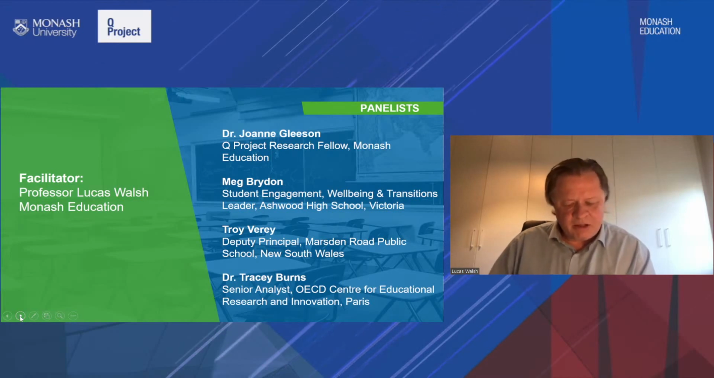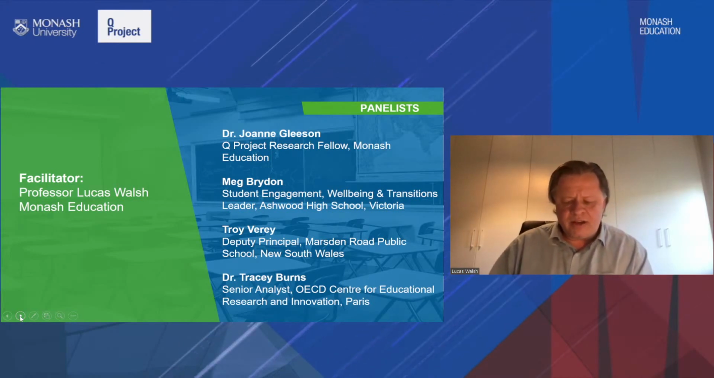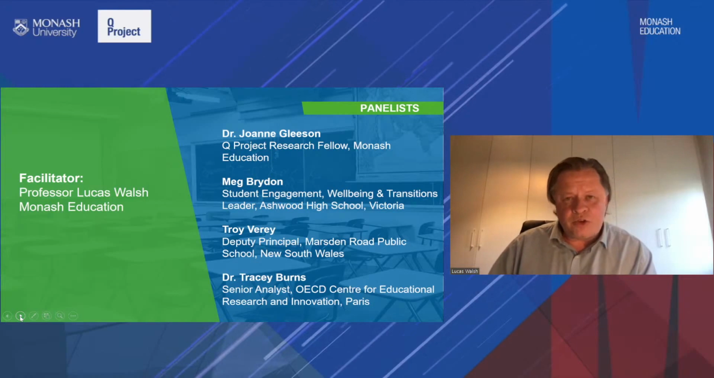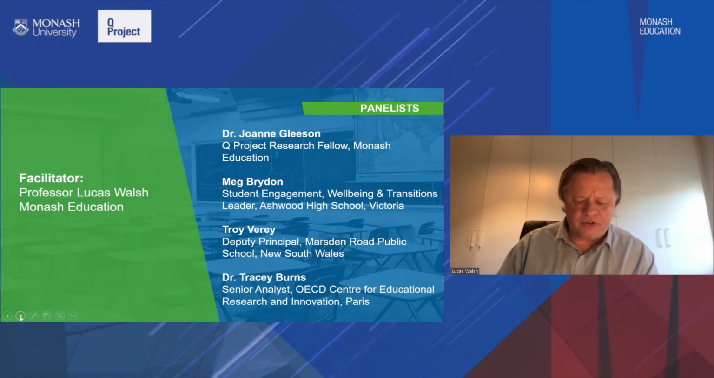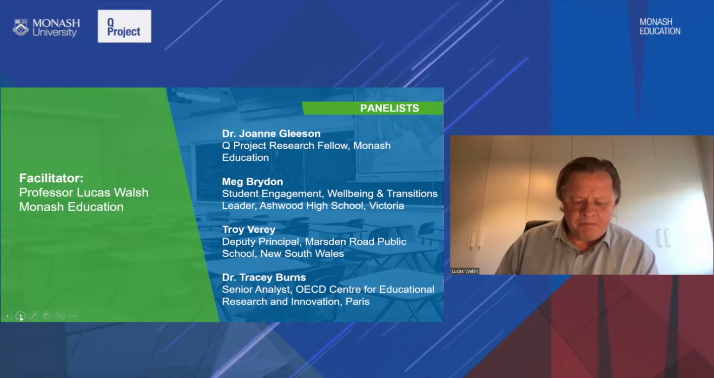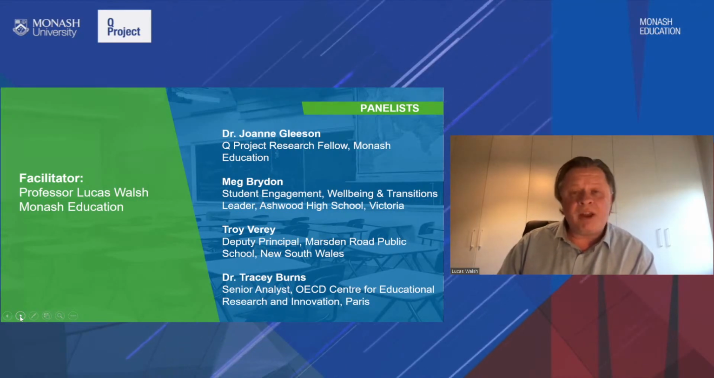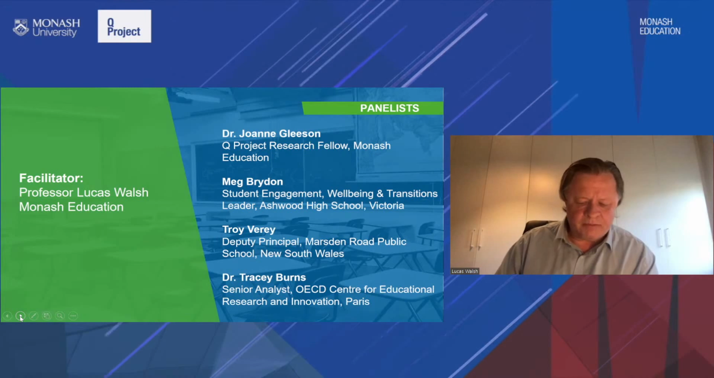Types of questions we're going to be looking at are things like, how can school leaders support educators to use research well in practice? What role can system leaders play in improving research use across schools? How can system and school leaders develop a common understanding of using research well?